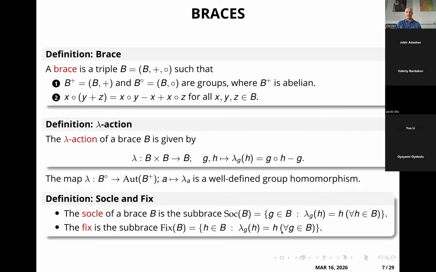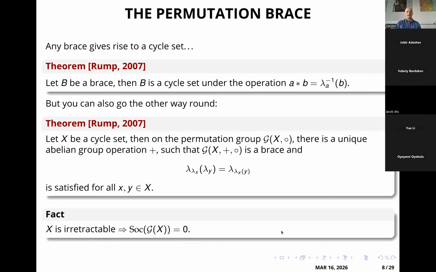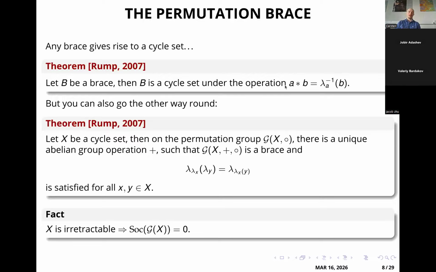We will see later. But first of all, how are braces related to the Yang-Baxter equation? Well, it turns out that you can turn each brace on one hand into a cycle set. Namely, one can simply take the lambda action and invert it. So if one takes the lambda action of A on B and inverts it, then one gets a cycle set structure, which is also called the cycle set associated with a brace or the canonical solution associated with a brace.